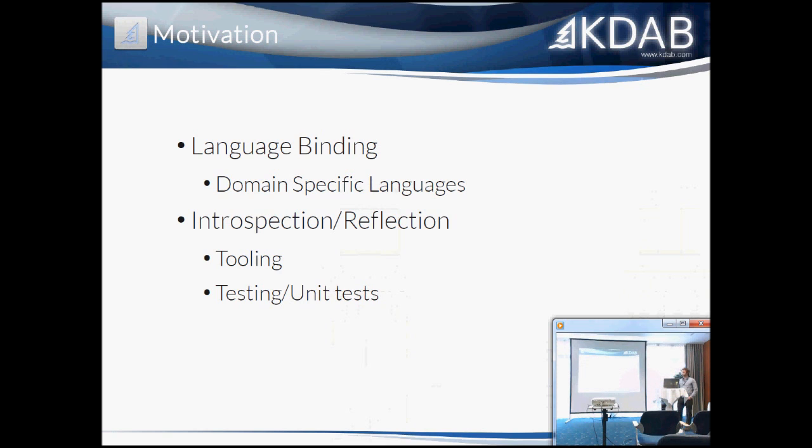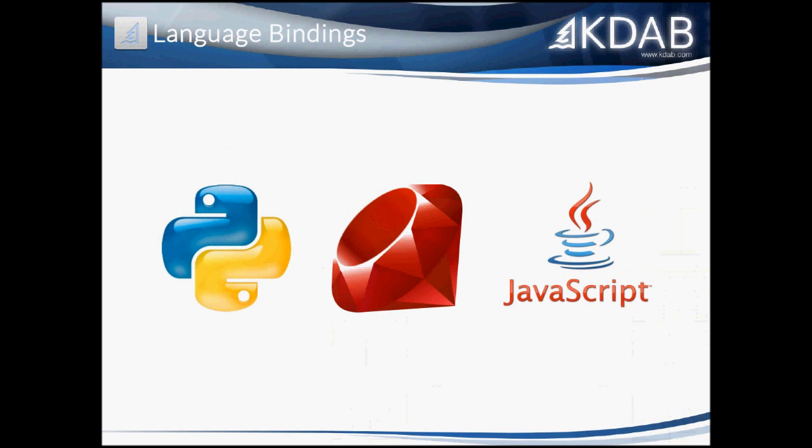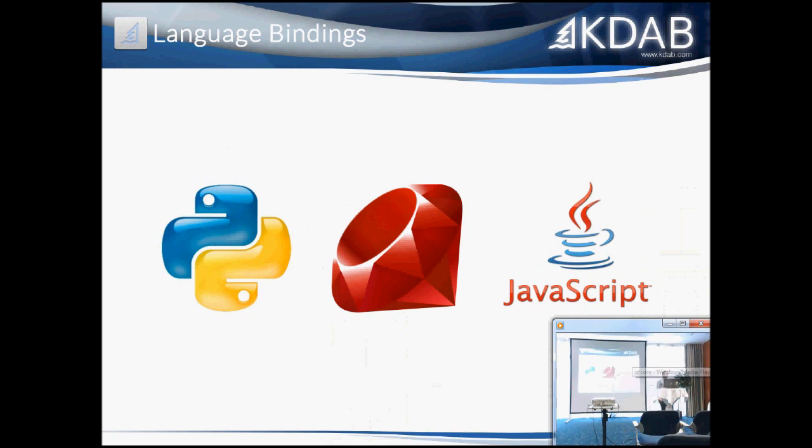So here's just three very common mainstream languages that you'll find out there: Python, Ruby, and JavaScript. And the big difference between these and C++ is type safety. In Python, everything is an object. Even types in Python are objects. A type in Python is an object of type type. Even type itself is an object of type type.